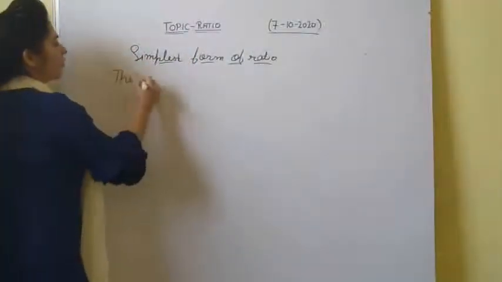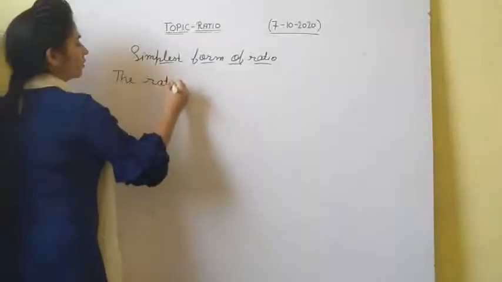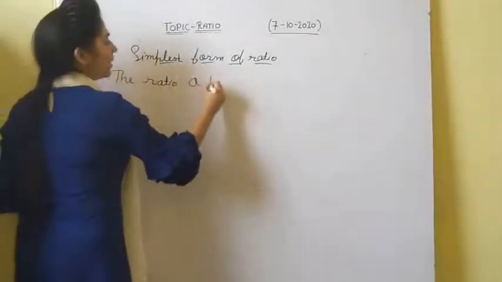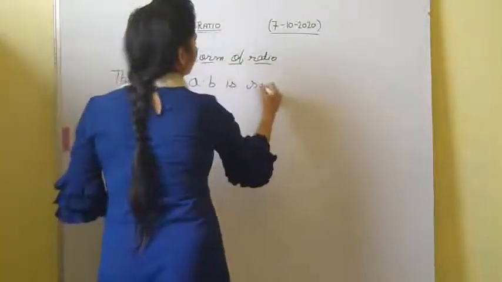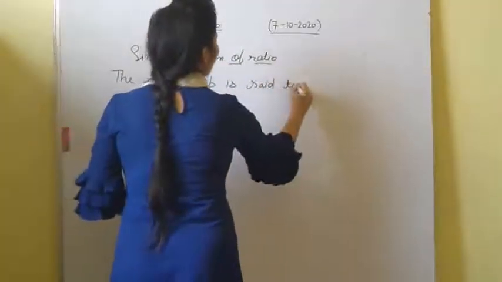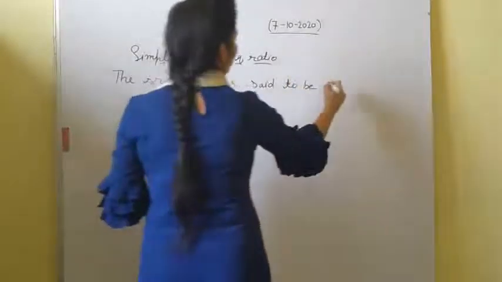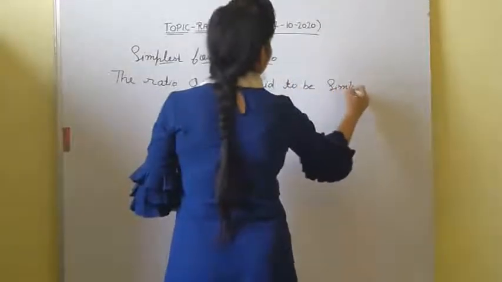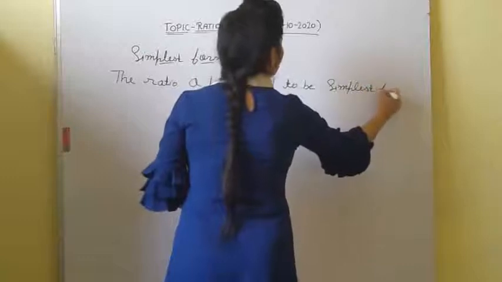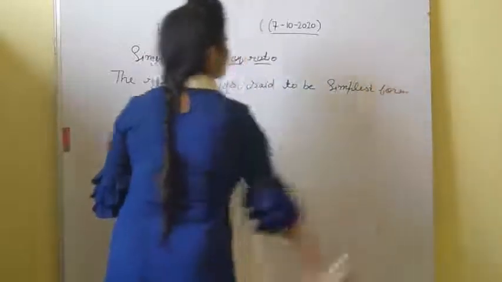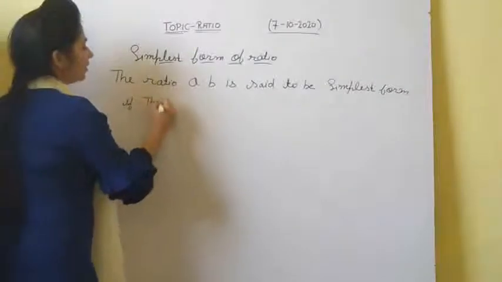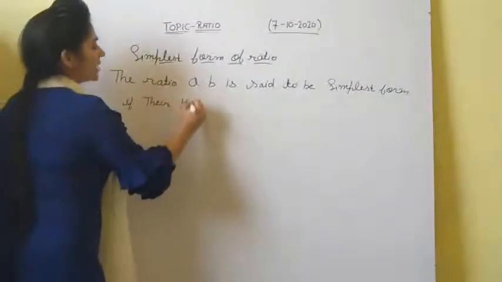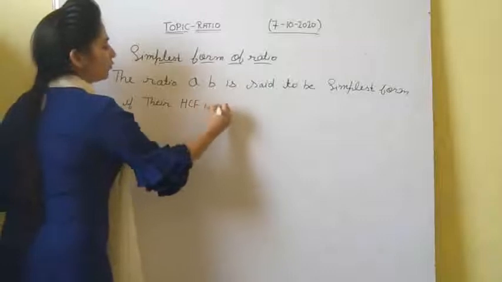The ratio A:B is said to be in simplest form if their HCF is 1.